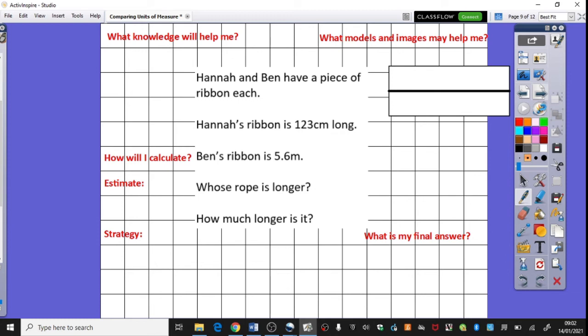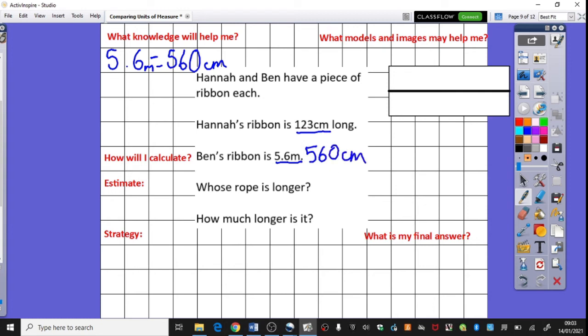So, next one then, we've got Hannah's ribbon. Again, this time she's got 123 centimetres and Ben's is 5.6 metres. Well, what do I know? Well, I want to know 5.6 metres in centimetres. Well, I know that there's 100 centimetres in a metre, so I'm going to need to times by 100 here. So I'm going to end up with 560 centimetres. That's what that's equal to.